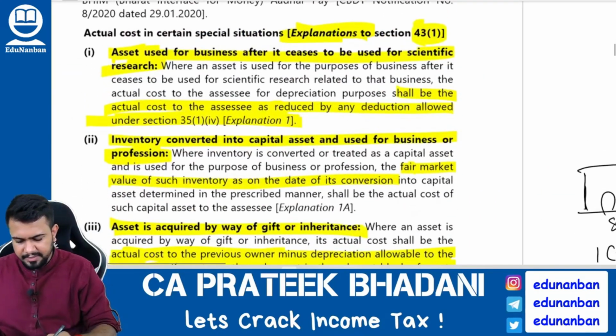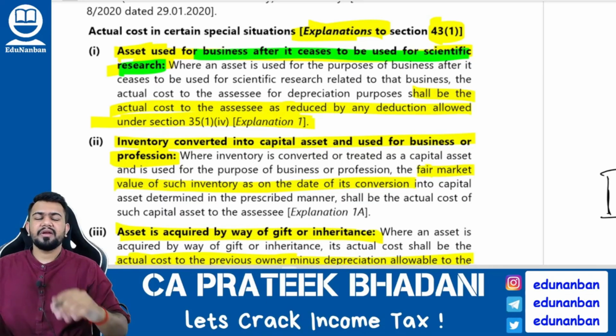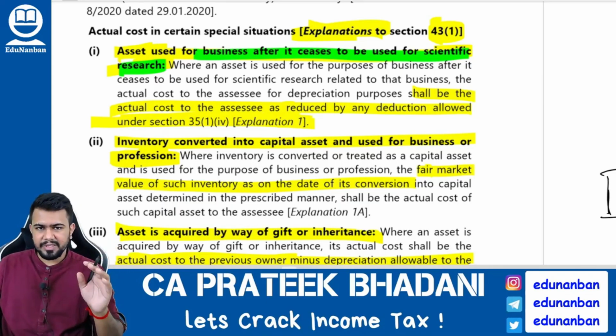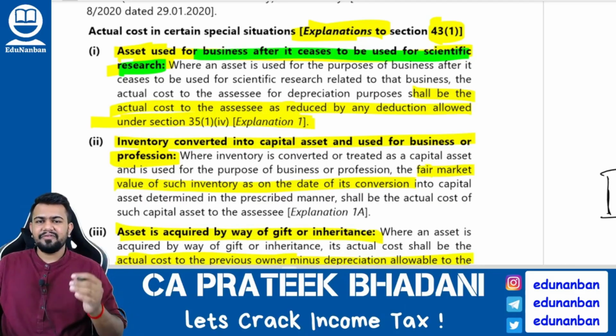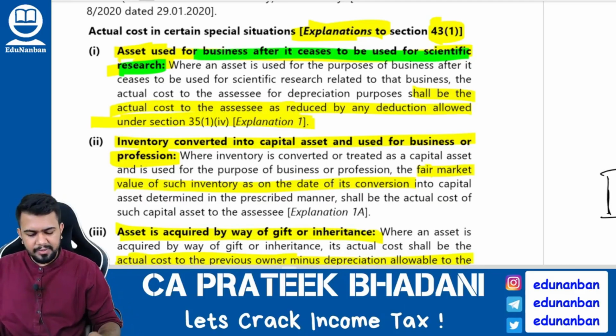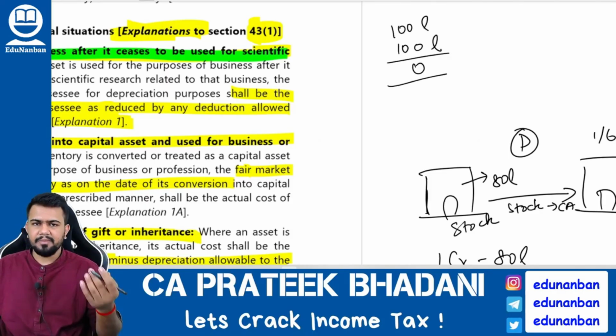First special case: an asset is used for business after it is used for scientific research. So after using for scientific research, if you are converting the scientific research asset into business, then the actual cost will be reduced by the scientific research deduction claimed. So basically if you claimed a deduction of 100 lakhs on the asset whose value was 100 lakhs, then the cost of the asset will become 0.